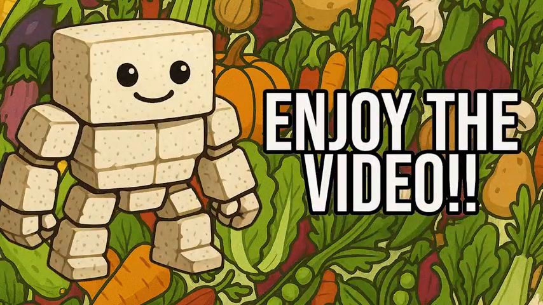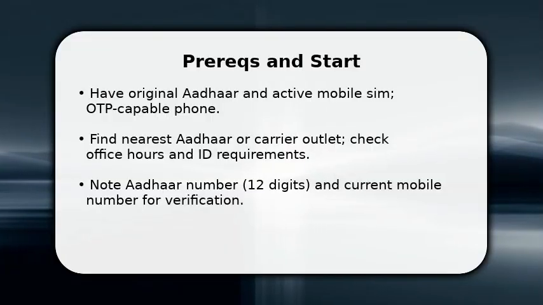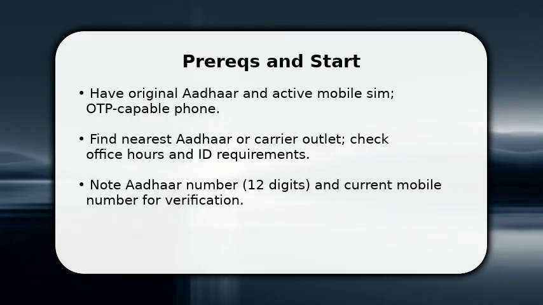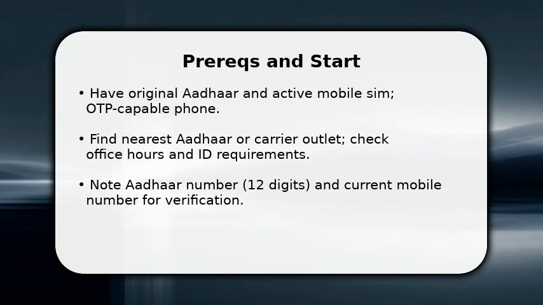Please enjoy the video. You begin by confirming prerequisites: an original Aadhaar, your active SIM, and a phone that can receive OTPs. Go to the nearest Aadhaar enrollment or your mobile operator outlet. Once there, tell the agent you want to link your mobile to Aadhaar.